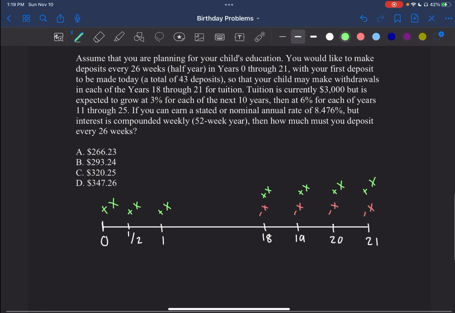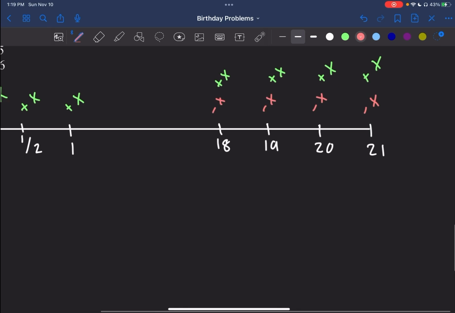All right, so just thinking about this and removing all the complications of the interest rates and all that, think about it this way. Our student is going to have to take out funds in years 18, 19, 20, and 21. So doesn't it make sense that we're going to have to find the value of the tuition cost and figure out how many monthly payments we need to make to equal that? So the first thing I want to do is figure out how much this tuition costs.